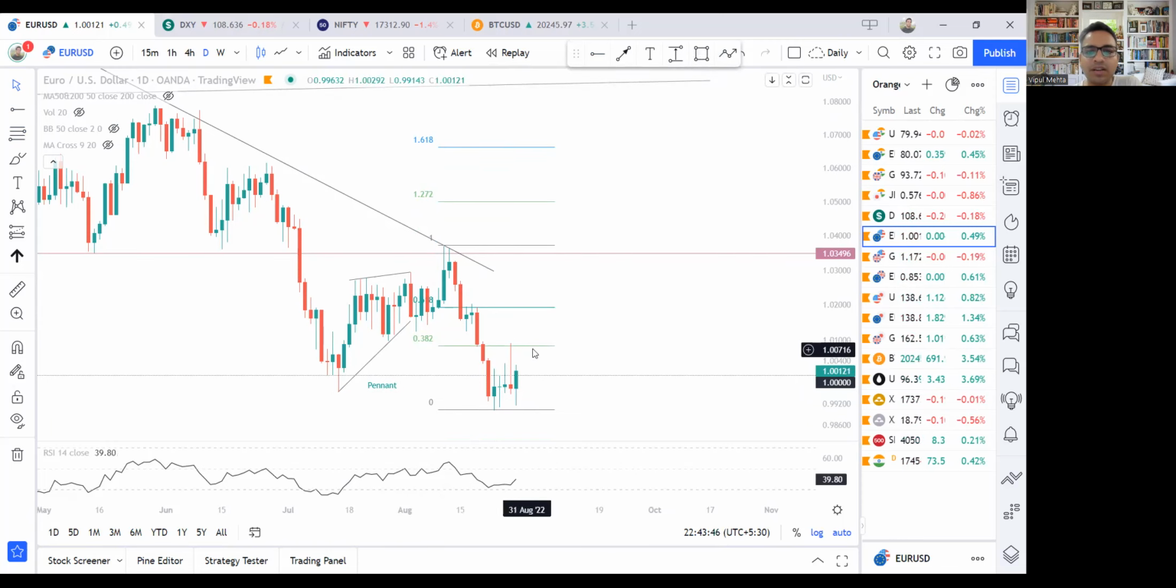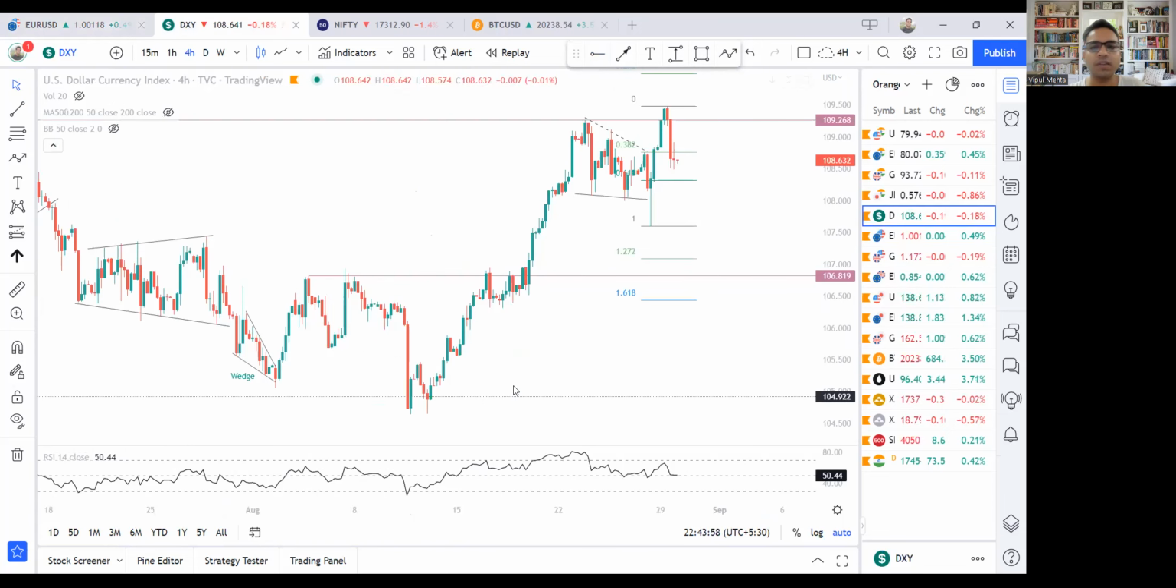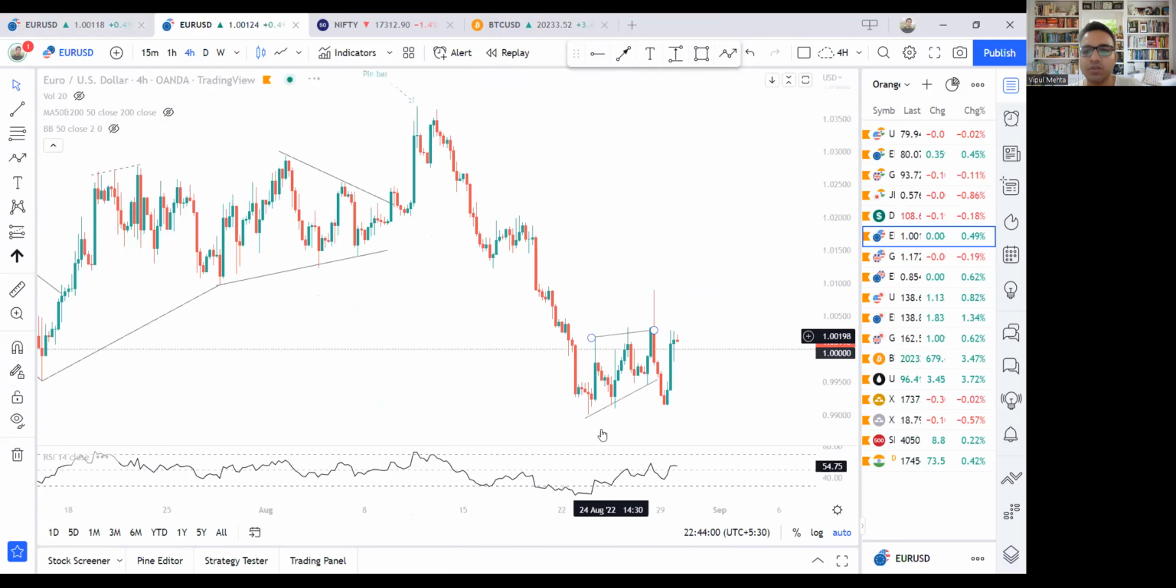Now, where will those buyers exit? We don't know. Either they'll exit here at 0.38, which is the 1.008 level, or they may take the price further up. So right now it's a complete no man's land. It's a no go. There's no touching the euro right now.